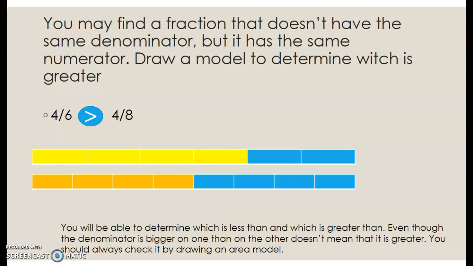The first one is 6 pieces. The second one is 8 pieces. So I have shaded 4/8 and 4/6. I notice that whenever the 4/6 is divided, it becomes greater than 4/8. So if you look at it, you will be able to determine which is less than and which is greater than. Even though the denominator is bigger on one than on the other, that doesn't mean that it is greater. You should always check it by drawing an area model.